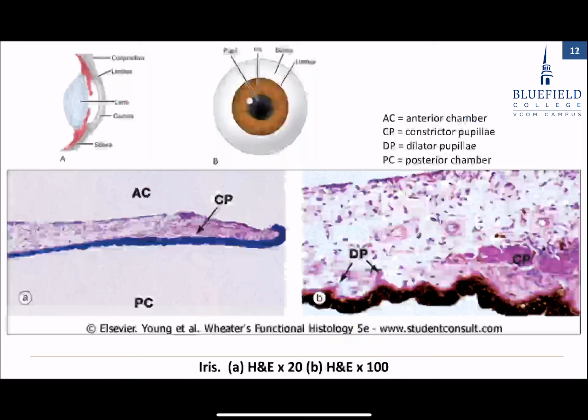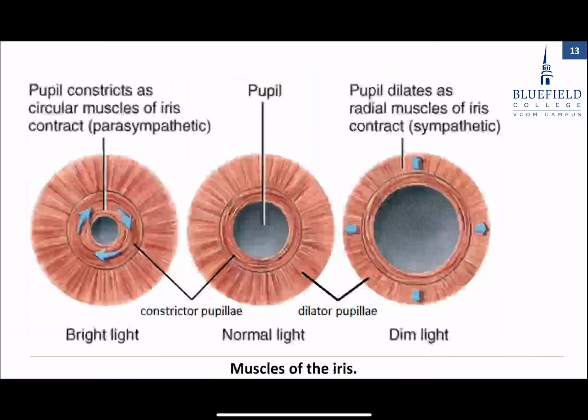Okay, now the other thing we find within it is muscle, and actually two different sets of muscle. There is the constrictor pupillae, sometimes called the sphincter pupillae in some sources, and there's the dilator pupillae. In other words, one's going to constrict the pupil, one's going to dilate it.